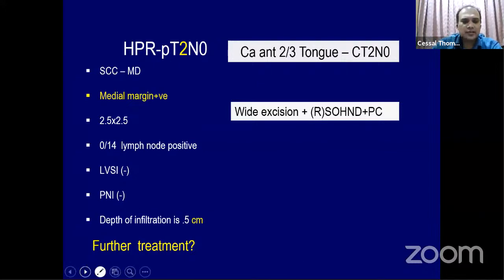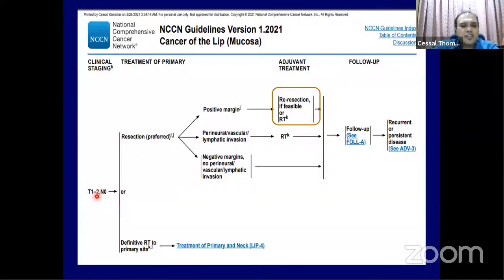Now I will take up the next clinical scenario. So if a T1 or a T2 disease after surgery has a positive margin, the NCCN says you do a re-resection if possible, rather than giving radiation. This is a bad disease because it is biologically inherent.